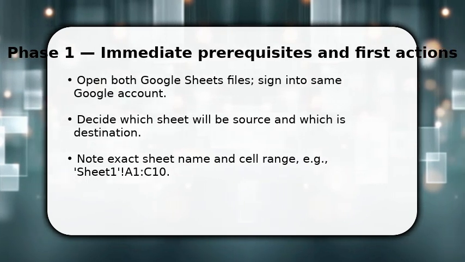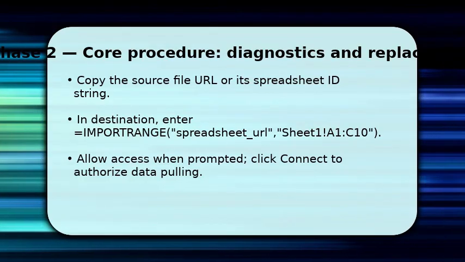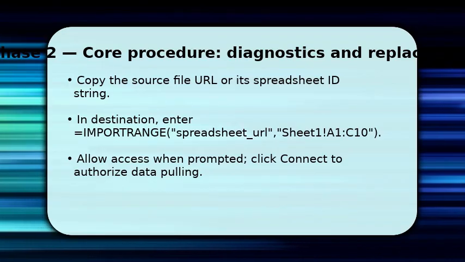Now you build the link with IMPORTRANGE. In the destination sheet type equals IMPORTRANGE, spreadsheet URL, Sheet 1, A1:C10, using the copied URL or just the spreadsheet ID. This tells Google which file and range to pull. Press enter and if prompted, click Allow Access or Connect. That authorizes the destination to read the source.